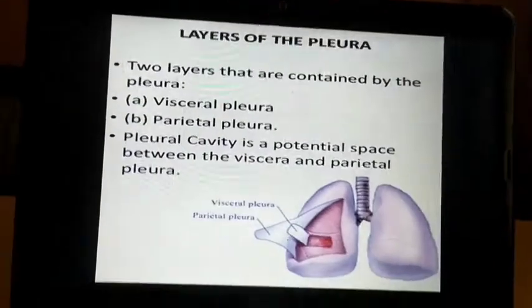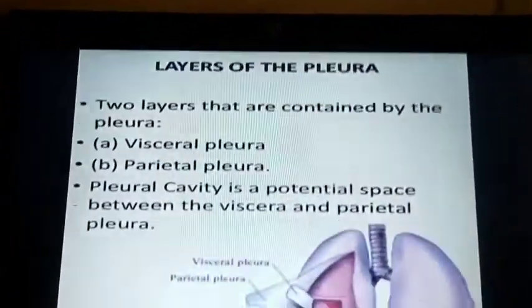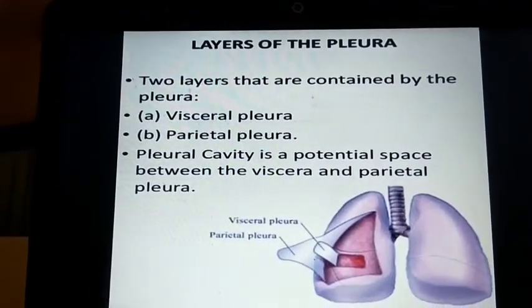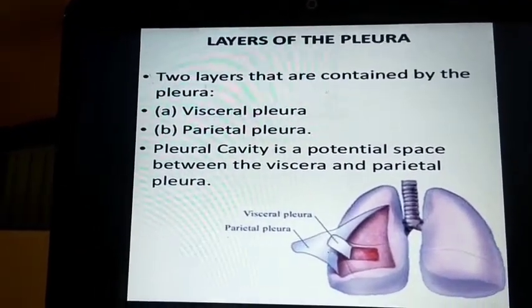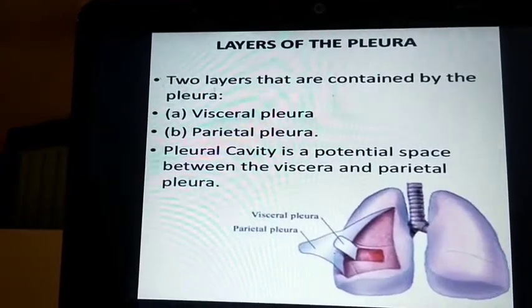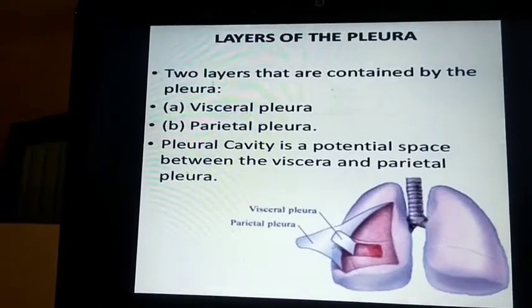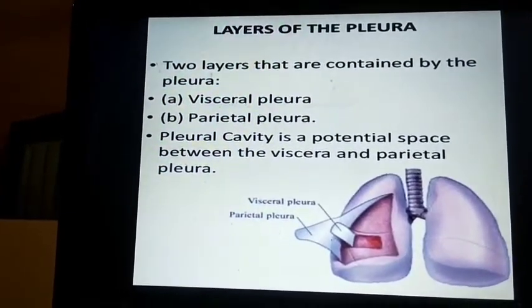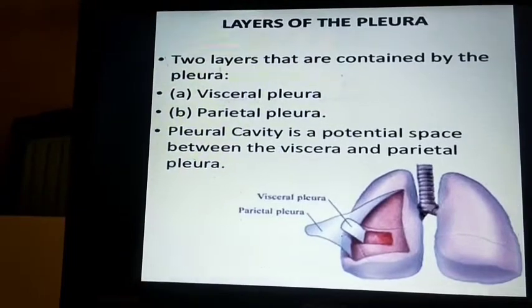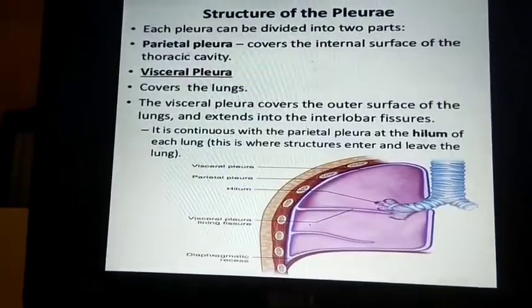Now we can go for the layers of the pleura. There are mainly two layers of the pleura, visceral and parietal. The pleural cavity is a potential space between the visceral and parietal pleura. That is called the pleural cavity.